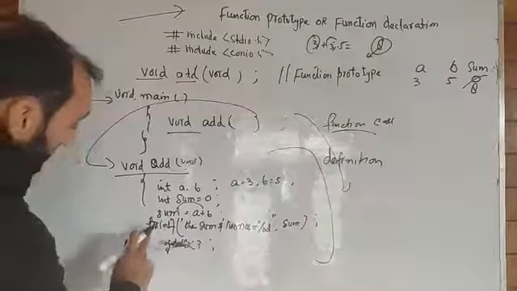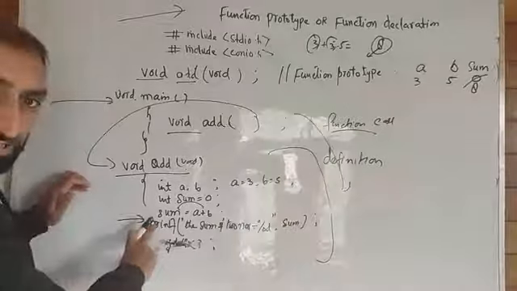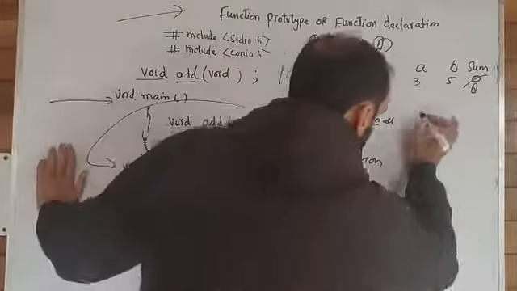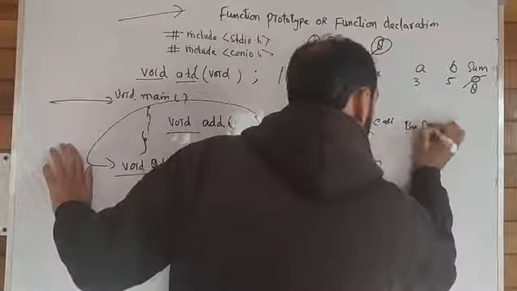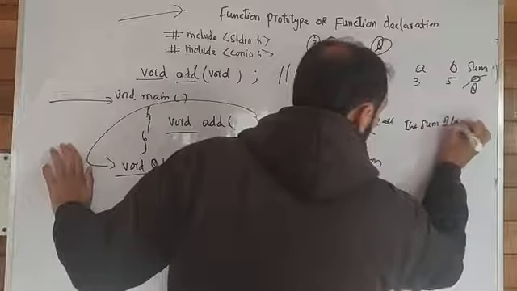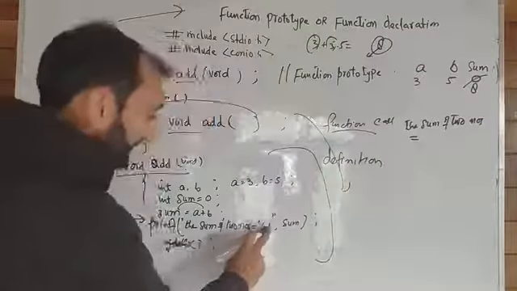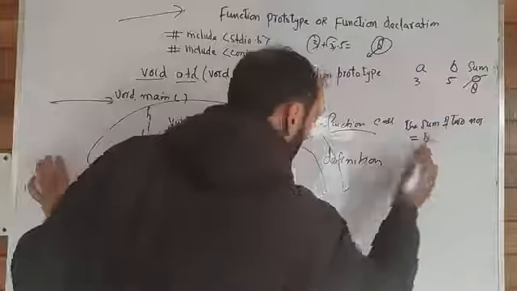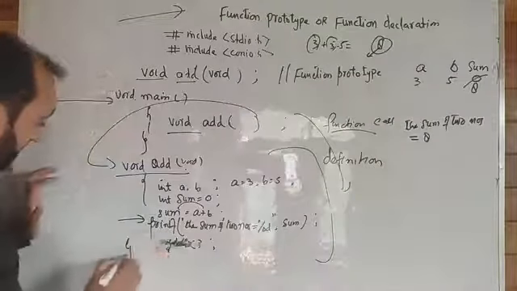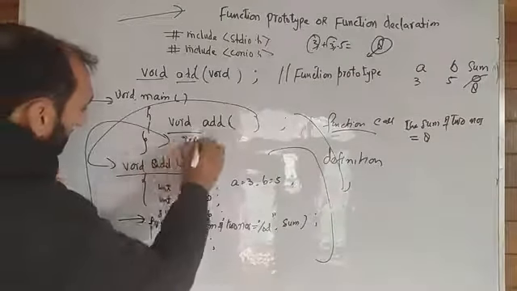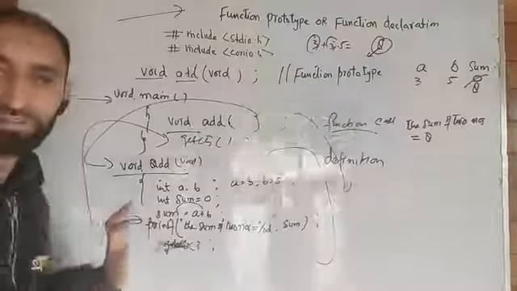After that, this line will get executed. Printf the sum of two numbers equal to percentage d, sum. What is sum? 8. 8 will get printed. And after that, the program will go back here, to main. That means the program will end.